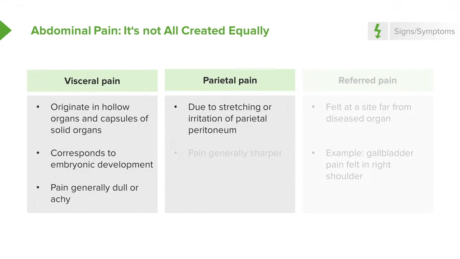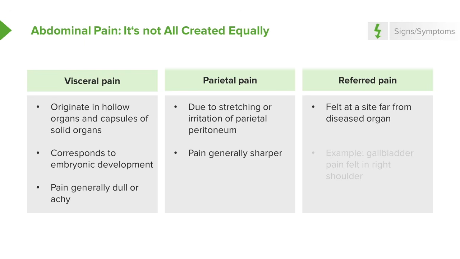Parietal pain is due to stretching or irritation of the parietal peritoneum. So that's the lining of the peritoneal cavity. This pain is generally sharper, so it's more like a sharp or stabbing kind of a pain.